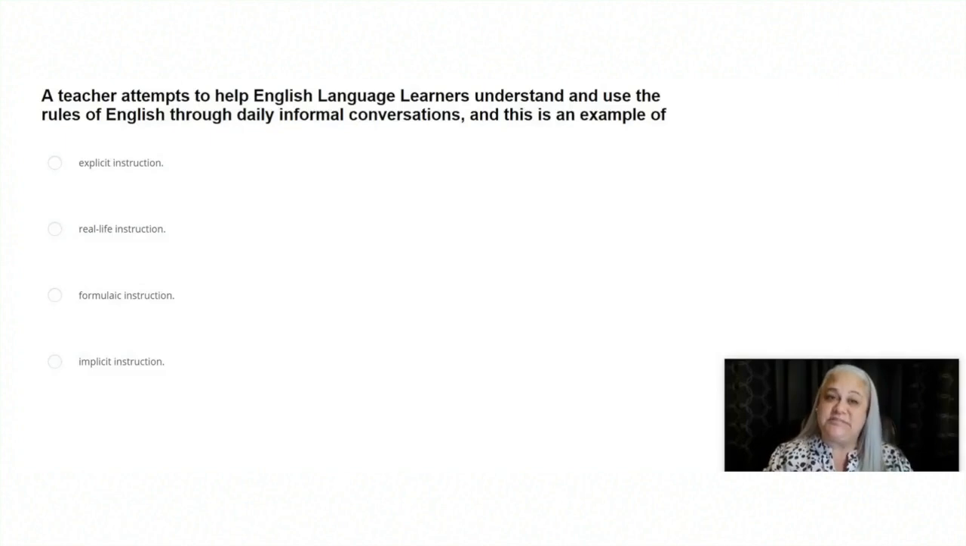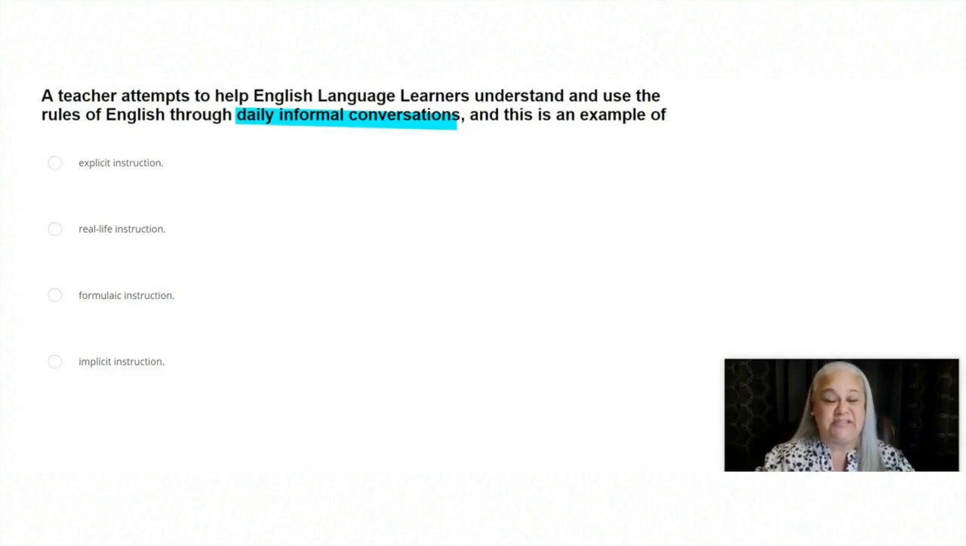A teacher attempts to help English language learners understand and use the rules of English through daily informal conversations, and this is an example of what? Explicit instruction, real-life instruction, formulaic instruction, or implicit instruction. Let's talk about the 4 choices. In the sentence, we need to emphasize daily informal conversations. This is super important when we're trying to narrow down our answer choices because it must deal with conversations.